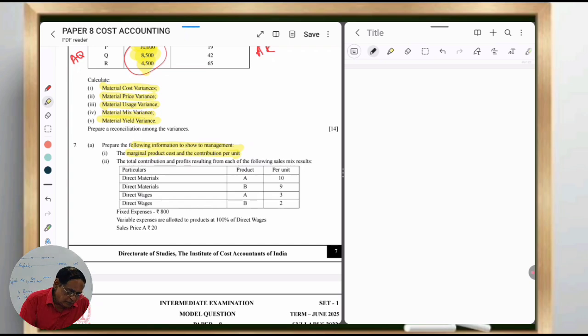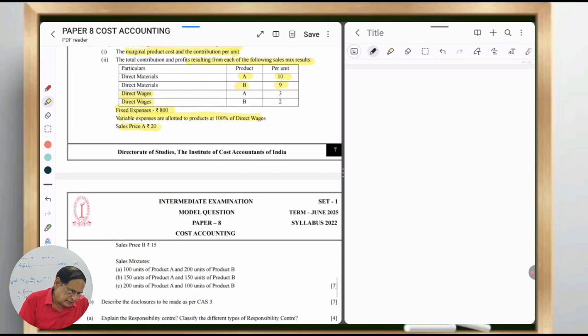The total contribution and profits resulting from each of the following: direct material for A and B is 10 rupees per unit and 9 rupees per unit respectively, and direct wages of A and B are 3 rupees and 2 rupees respectively. Fixed expenses are rupees 800, and variable expenses are 100% of direct wages. What is direct wages? The same direct wages will be the variable expenses for these two. Sales price for A is rupees 20 and sales price for B is 15.